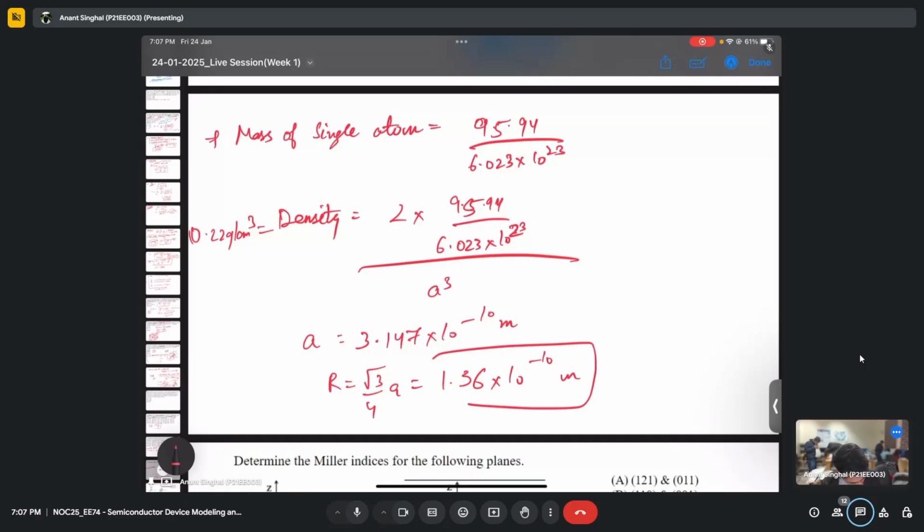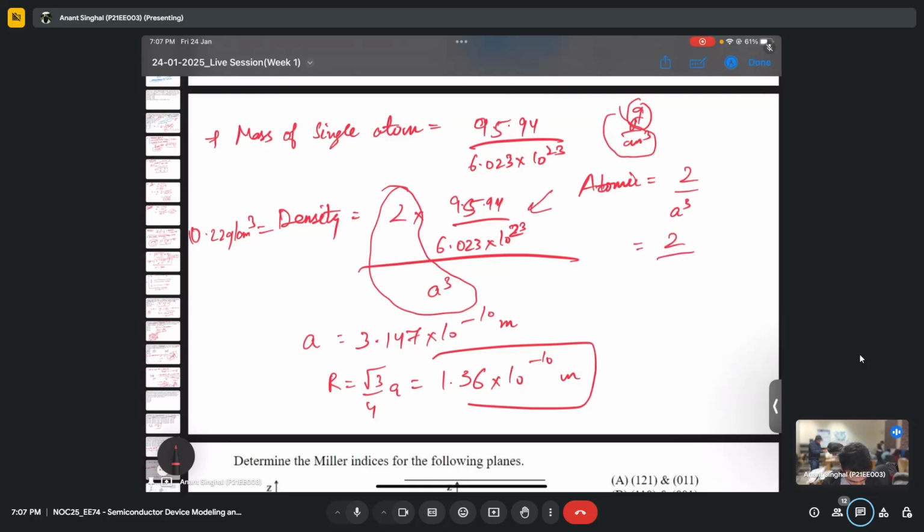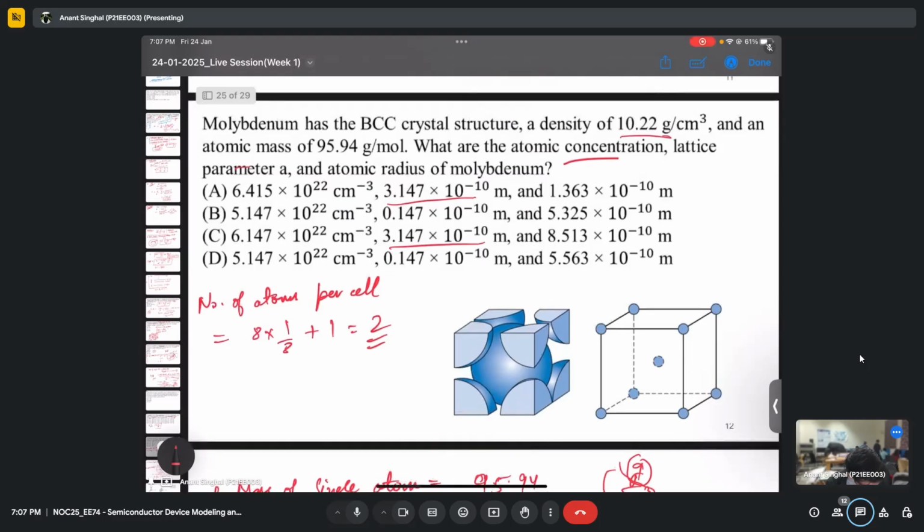So R we have this, A we have this. We have not calculated the concentration. Atomic concentration is nothing but this part. If we leave behind the mass, this is gram per centimeter cube, so if you leave behind the mass in grams, it will be per centimeter cube. So we get 2 by A cube as the concentration. So 2 divided by 3.147 times 10 to the power minus 10, whole cube. Let's see the options. Only one of them has 1.36, so this is what n should come out to. So option A is the correct answer.